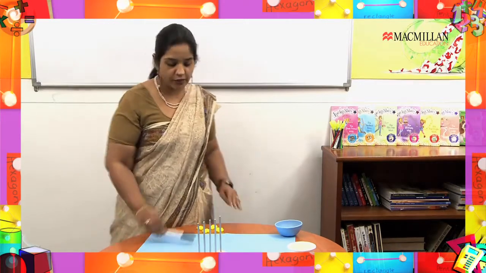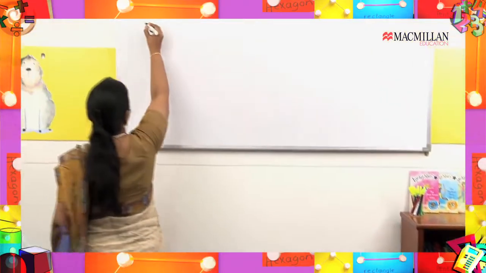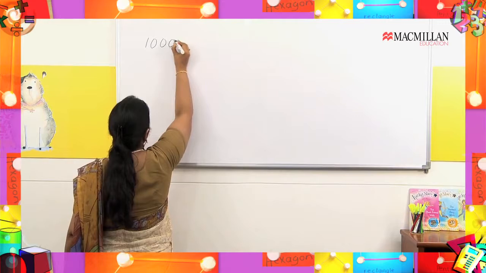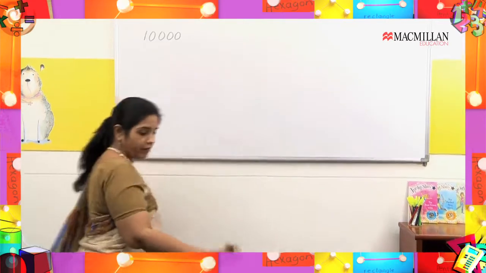Children, today we are going to do something very interesting. You are aware of 4-digit numbers. Now we are going to meet 5-digit numbers today. So which is the smallest 5-digit number? Smallest 5-digit number is 10,000.